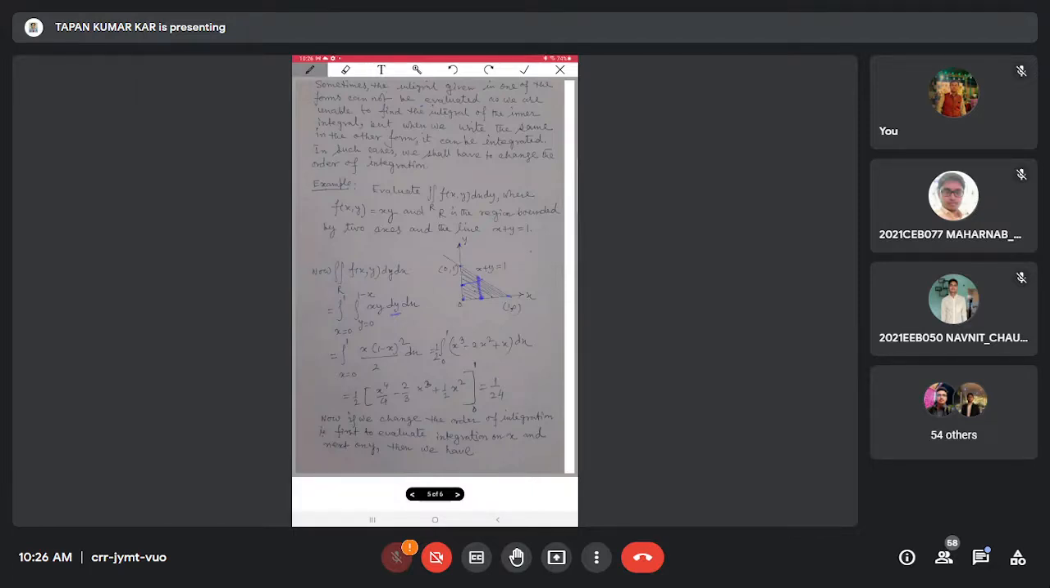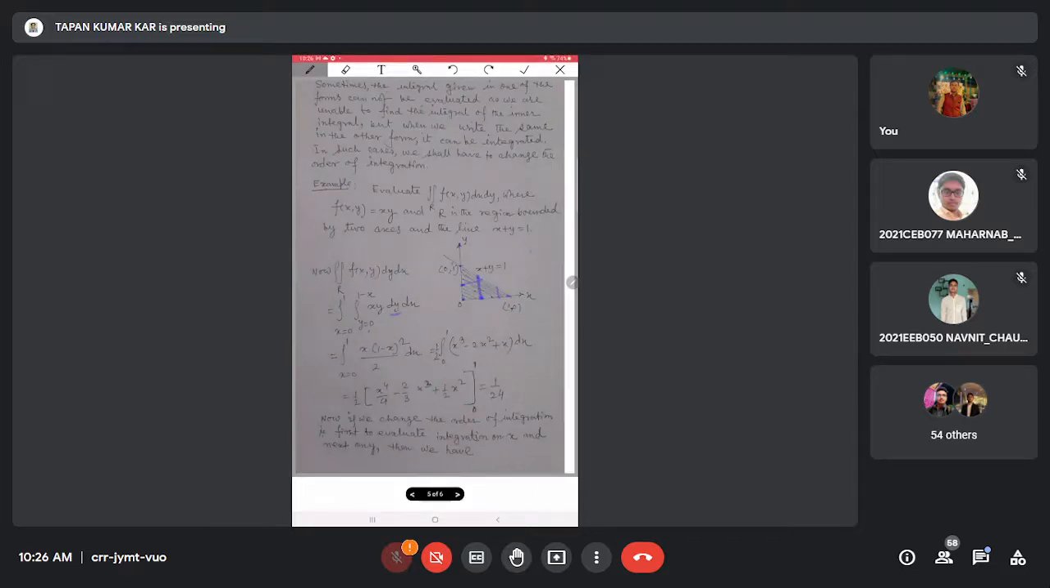Why is it written y equal to 0 to 1 minus x? Is it correct? Because y varies from 0 to this point. If you take y here, y varies from 0 to this point, but any point on this line is y equal to 1 minus x. That's why it is written 0 to 1 minus x.